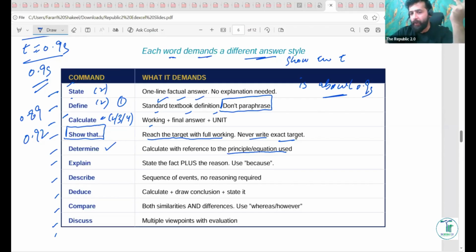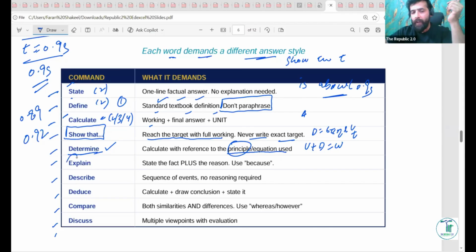Every equation has some sort of a principle. If you're talking about the viscosity, the basic principle is that the upthrust plus the drag should be equal to the weight, or the drag should be equal to 6 pi eta r v_T. So you guys need to mention that according to Stokes' law, according to the condition of equilibrium. If you're not mentioning that principle, you're not doing this sort of question, right? So determine, show that, calculation, define, state, all of these words demand different answer styles.